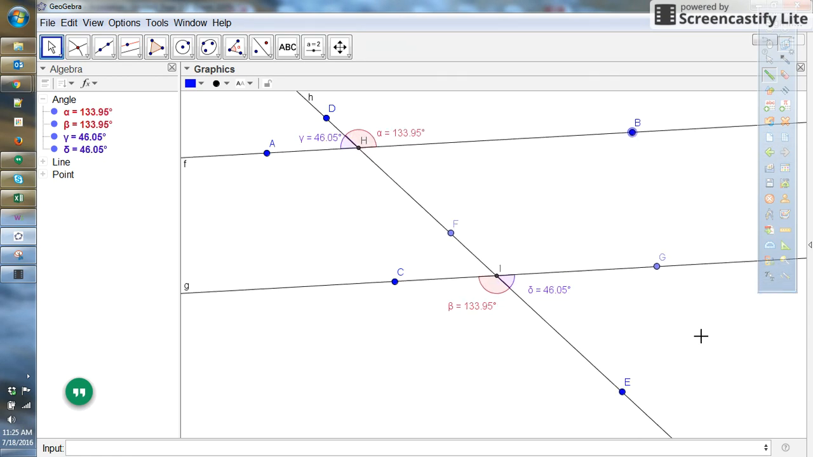So, in summary, alternate exterior angles fall on the outside of parallel lines, but on opposite sides of the transversal. Alternate exterior angles are always congruent to each other, or they have equal measures. And it doesn't matter where you put the transversal or where you put the parallel lines. It's always going to be true.